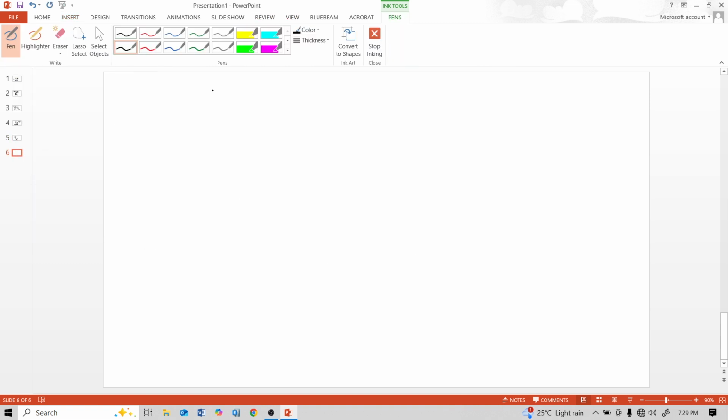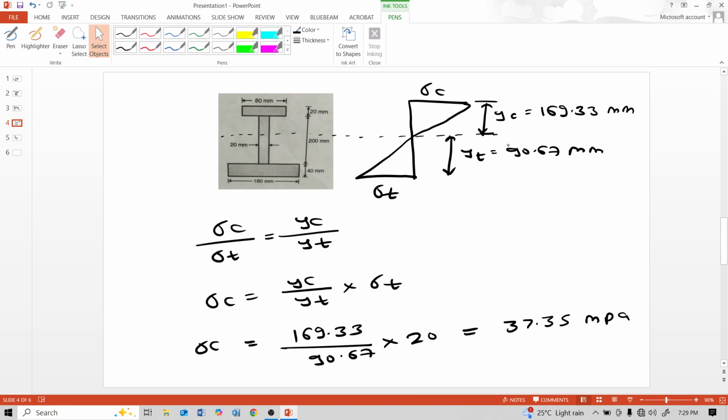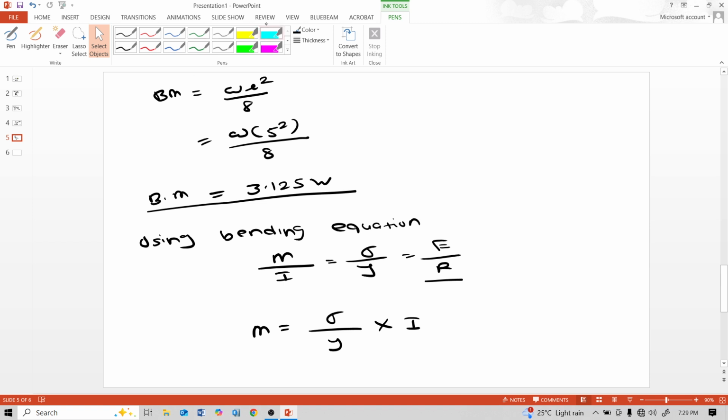So M is equal to sigma by Y into I. Use maximum sigma, and maximum distance, YC distance 169.33 mm. Why YC? Why not YT? Because YC is maximum, and when we use YC, use sigma C. If YT is maximum, then I use sigma T.